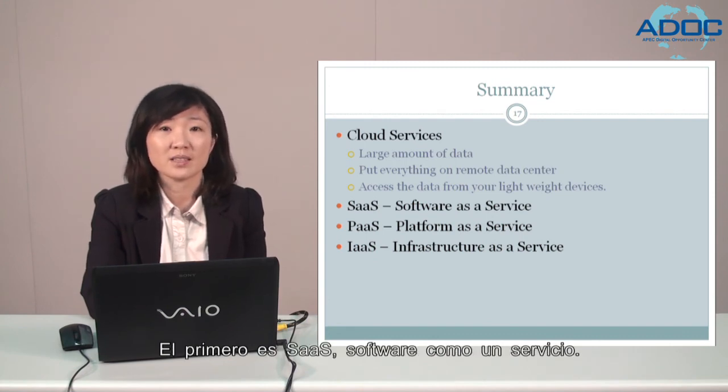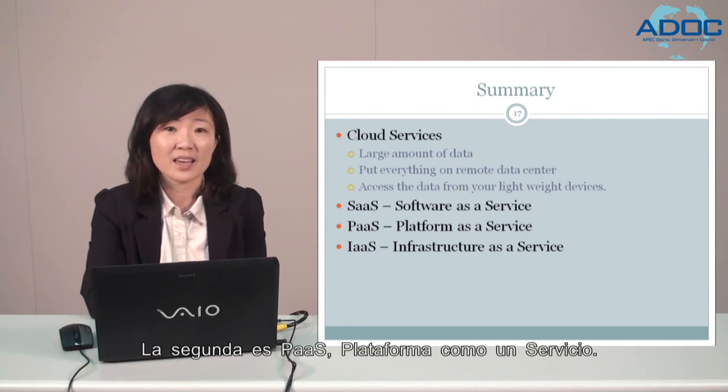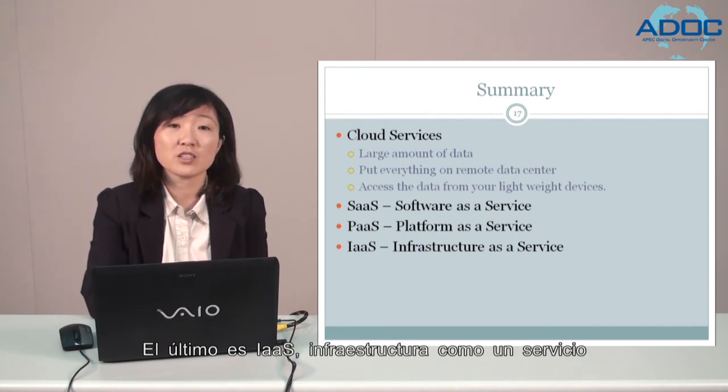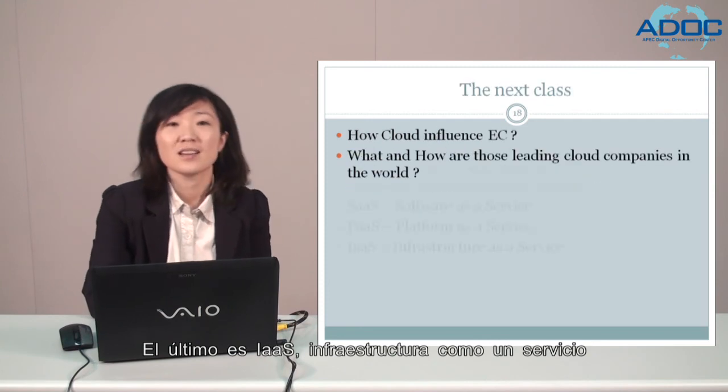And there are three forms of cloud services. The first one is SaaS, Software as a Service. The second one is PaaS, Platform as a Service. The last one is IaaS, Infrastructure as a Service.